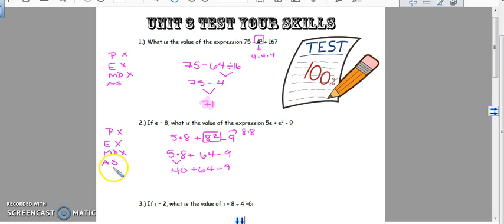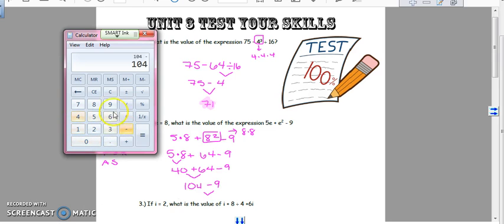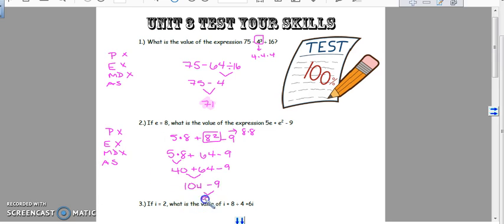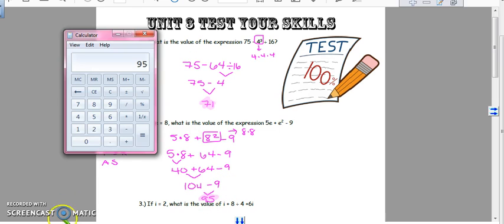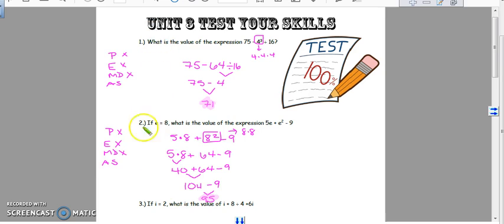Now addition and subtraction, I have both, so I do whatever comes first. In this case, it's right here. The addition comes first in this problem. So that would be 104 minus 9 equals 95. So we should have gotten 95 for this, but I just want to check to be 100%. 40 plus 64 minus 9. Great, 95. Okay, let's look at number 3.